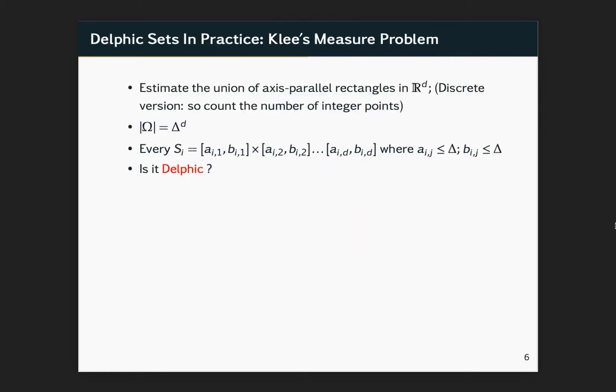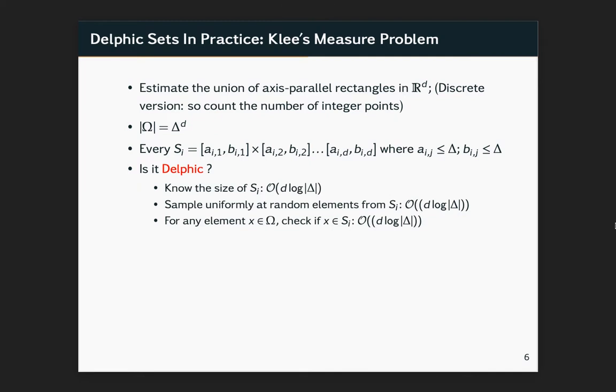In the Klee's measure problem, the goal is to find the union of a set of parallel rectangles in d-dimensional space. In other words, omega is delta to the power d, and each set is an axis-parallel rectangle in R to the d, and our goal is to estimate the size of the union of the sets. Now, the first question to ask is whether this set system is Delphic. It is not too hard to see that indeed it is. That is, you can do all the three operations in order of log omega steps.